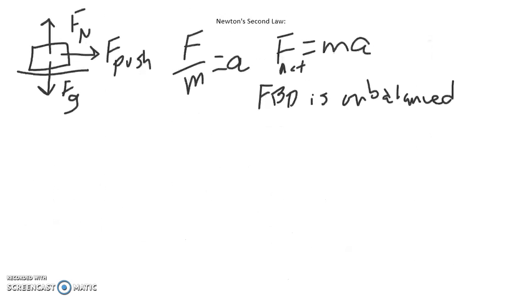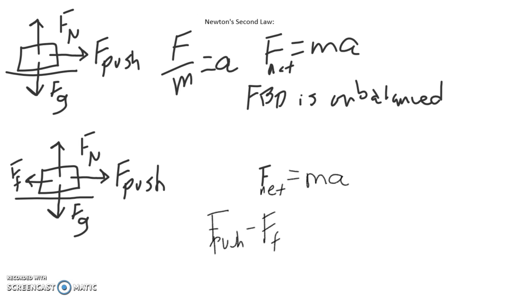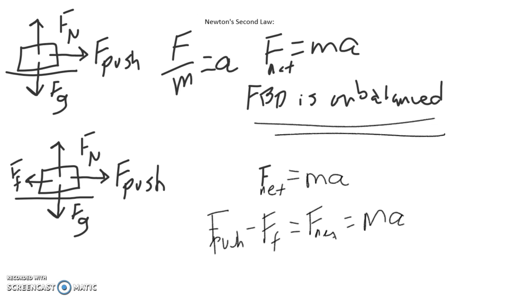But what if the situation's not so simple? What if the tabletop that the briefcase is being pushed across wasn't frictionless? The force of friction resists motion, therefore acting to the left and changing the net force acting on the briefcase. Applying Newton's second law, we can determine the net force by using the free body diagram such that the force of the push minus the force of friction equals the net force, which results in the acceleration of the briefcase. Since there's only a little bit of friction, that free body diagram is still unbalanced.